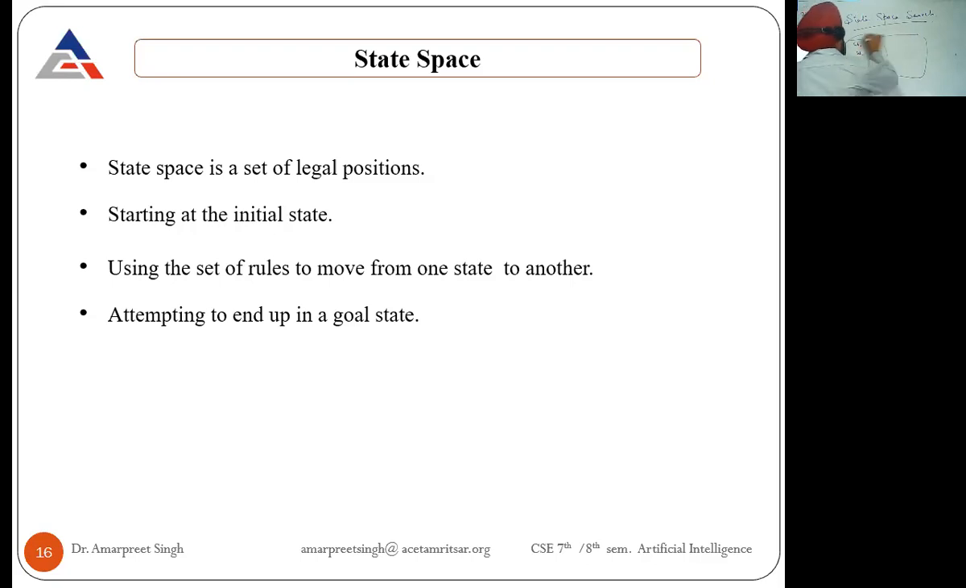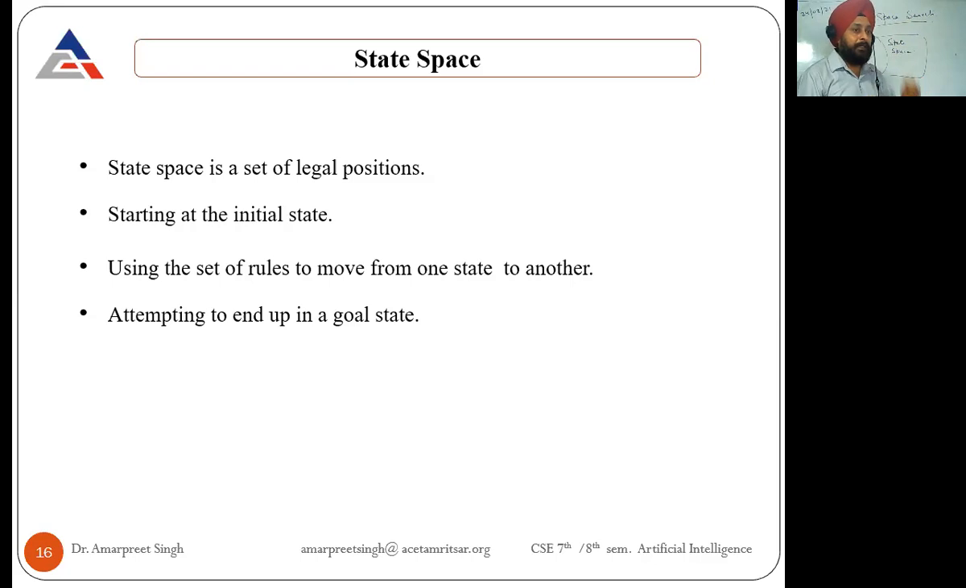So this pool of all the states is known as state space. So what is state space? State space is a set of all legal positions, all legal moves. After taking a move, you enter a new position or new state. The set of all the legal positions and all the legal moves is known as the state space.